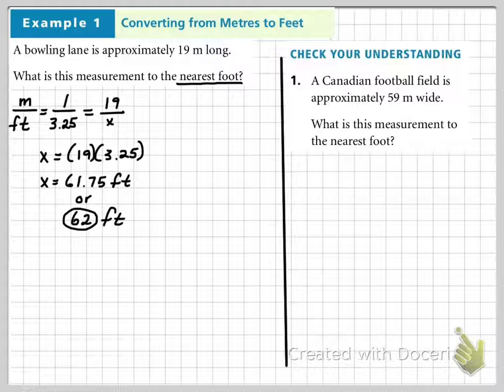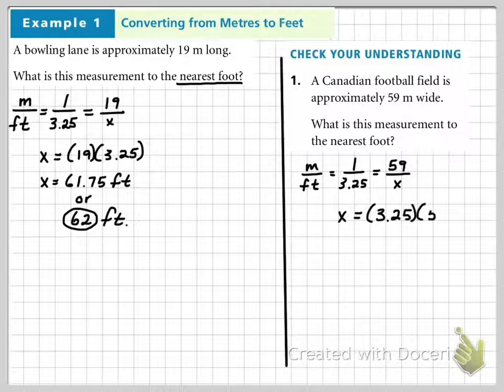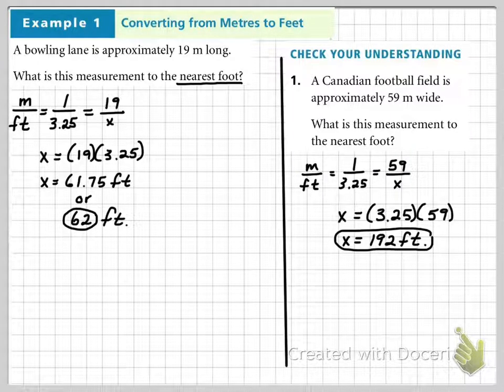Checking your understanding: a Canadian football field is approximately 59 meters wide. What is its measurement to the nearest foot? So again, we're going to start out with meters to feet is 1 to 3.25. Now we have 59 on the top and x on the bottom, because 59 is for meters, x is for feet. To cross multiply, 1 times x is equal to 3.25 times 59, or 192 feet.